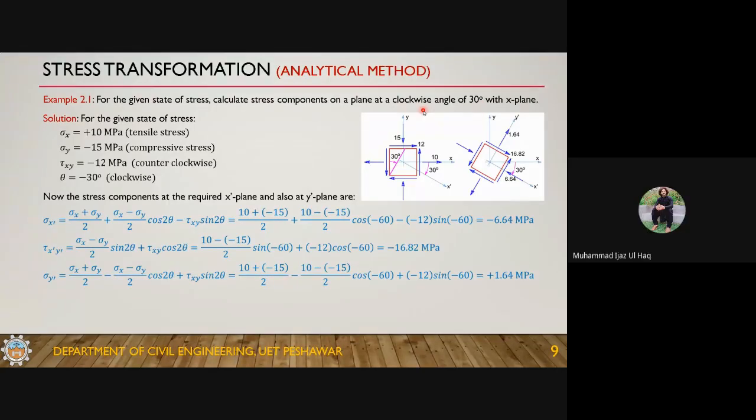Excuse me, sir. Yes. Sir, is there any assumption for these equations? No, there is no assumption for this equation.